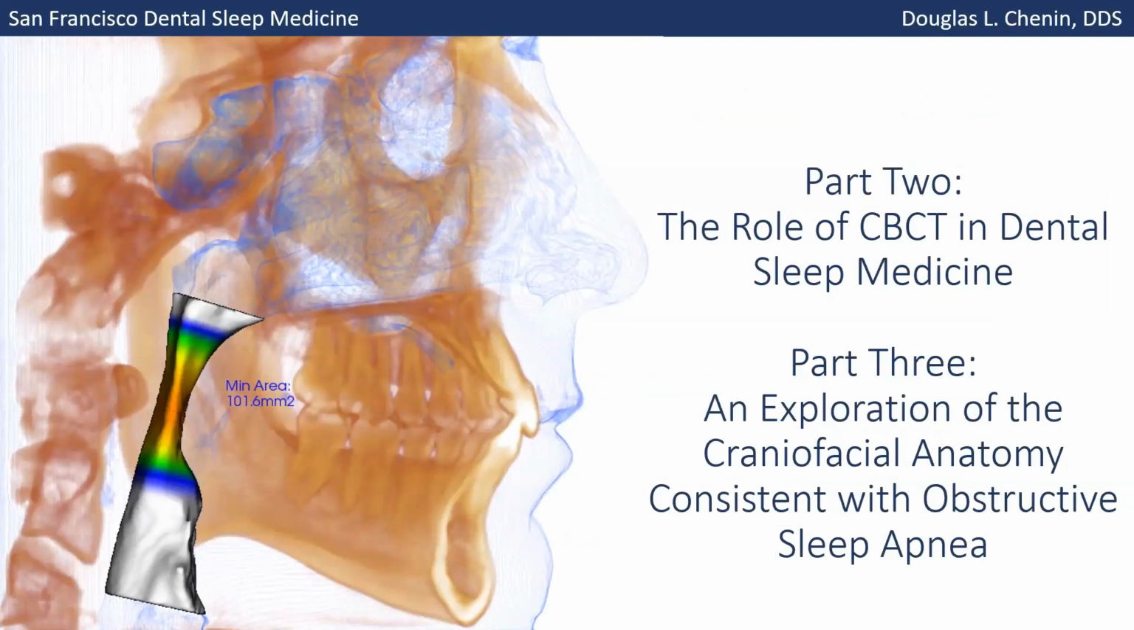Okay, so we got through a lot of the diagnostic stuff, and this will kind of come up again. And that's basic information that you can get pretty much anywhere online. What I want to do now, though, is get into part 2 and 3 combined, which is exploring the role of cone beam with the anatomy that's consistent with obstructive sleep apnea.